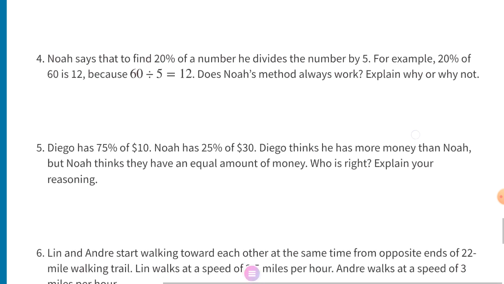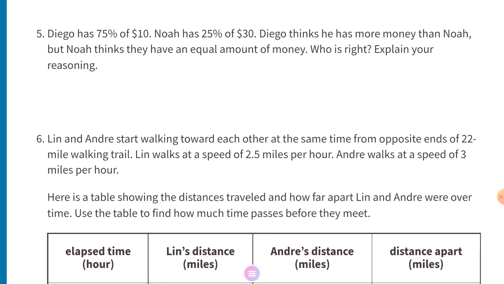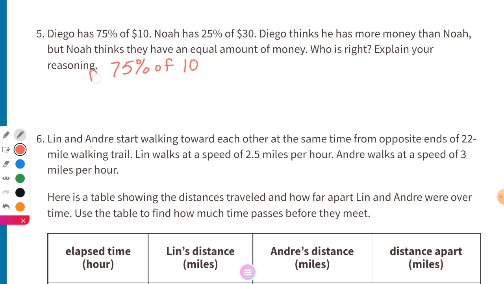Okay, last one. Diego has 75% of $10. Noah has 25% of $30. Diego thinks he has more money than Noah, but Noah thinks they have an equal amount of money. Who is right? Explain your reasoning. To answer this one, you would have to find both of those amounts. So I'm going to write out 75% of 10, and this is for Diego. And we have to find 25% of 30. Now, since this is the benchmark lesson, I'm going to use benchmark percentages.